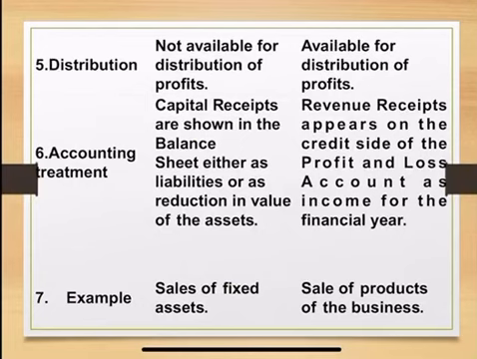Capital receipts are shown in balance sheet either as liability or as reduction in value of the asset, while the revenue receipts appear on the credit side of the profit and loss account of the year. Example for capital receipt is sale of fixed assets, and for revenue receipt it's a sale of goods of the business.